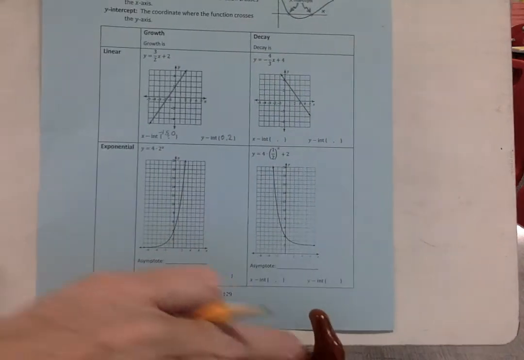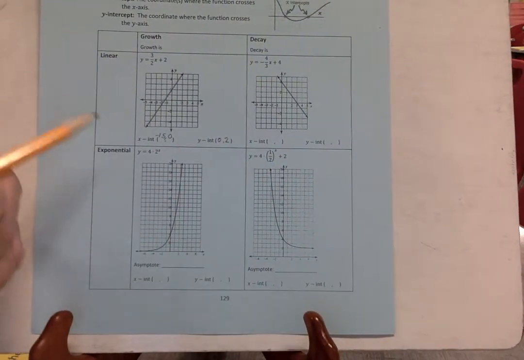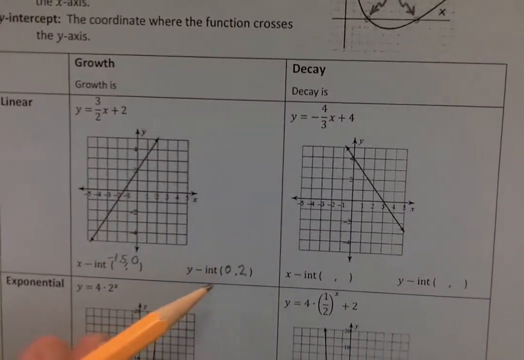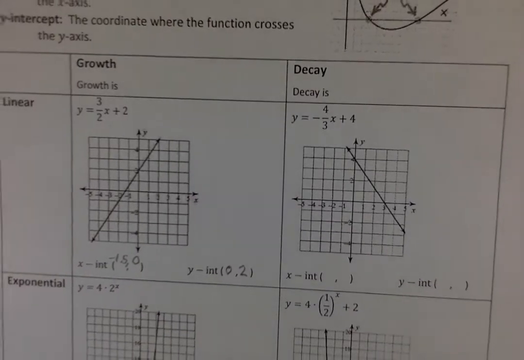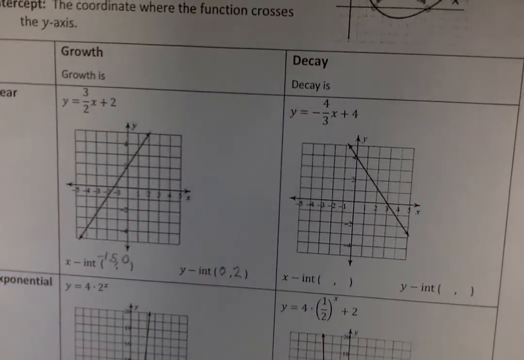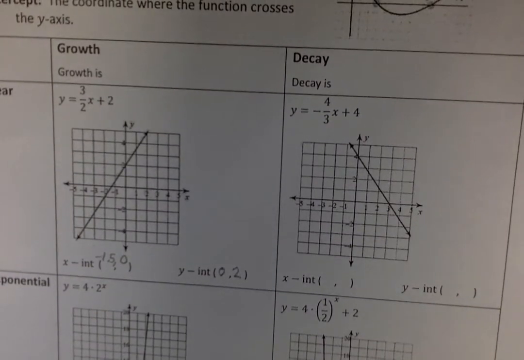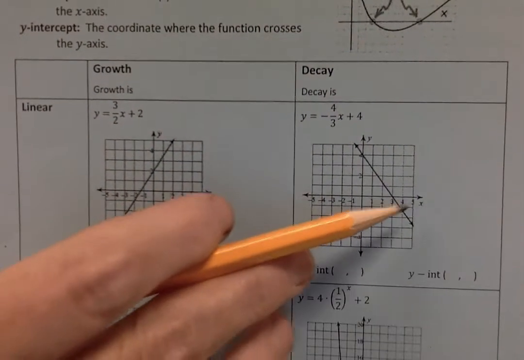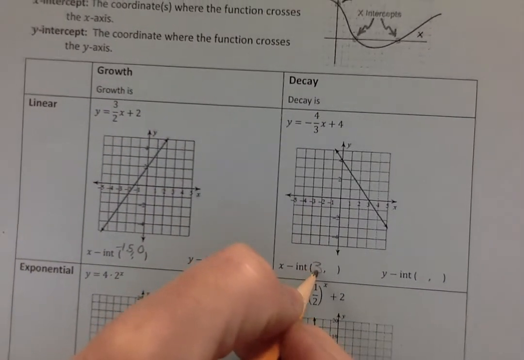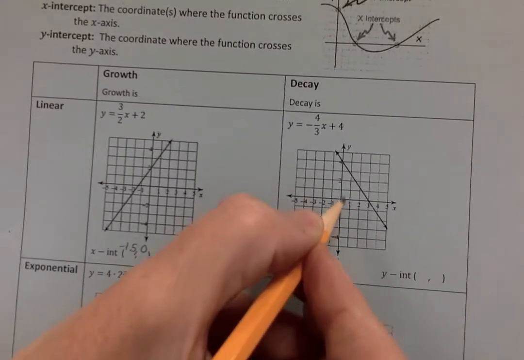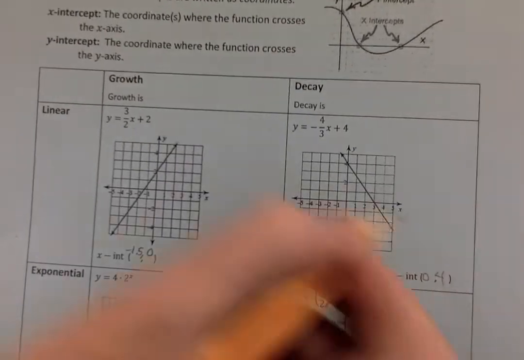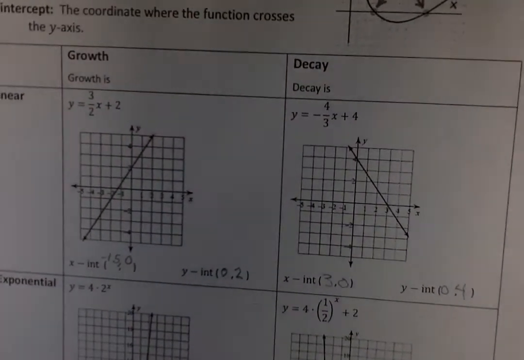So the x-intercept will always have a 0 for your y, and the y-intercept will always have a 0 for the x. So make sure you know that as a key feature on that one. On the decay, the x-intercept crosses the x-axis here at 3, 0. See if I can write that from here. The y-intercept crosses at 0, 4. And there you have it.